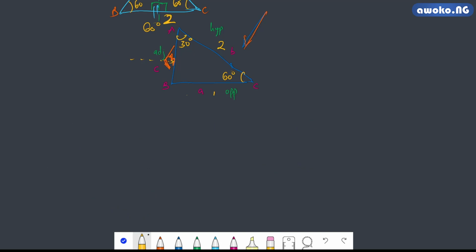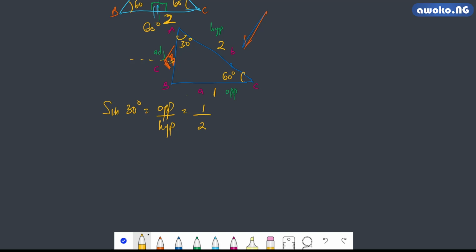Now, this is what we have. So, sine 30 degrees is equal to opposite over hypotenuse. And what is our opposite side? Of course, this is 1. We have 1 over hypotenuse, which is 2. So, sine 30 equals 1 over 2.